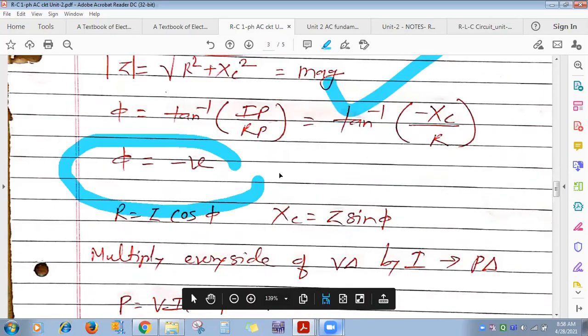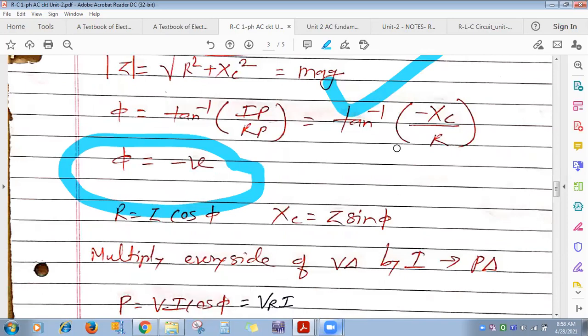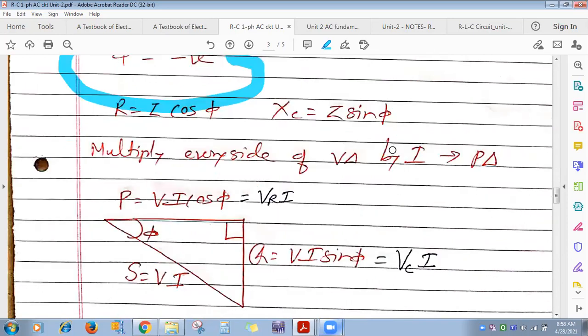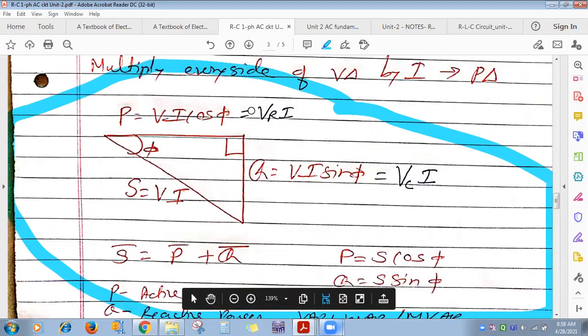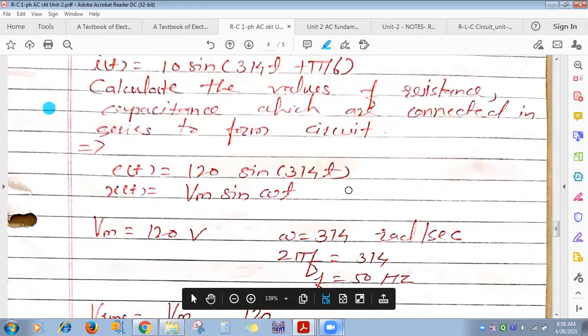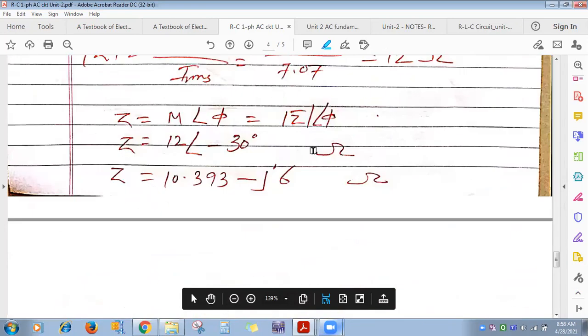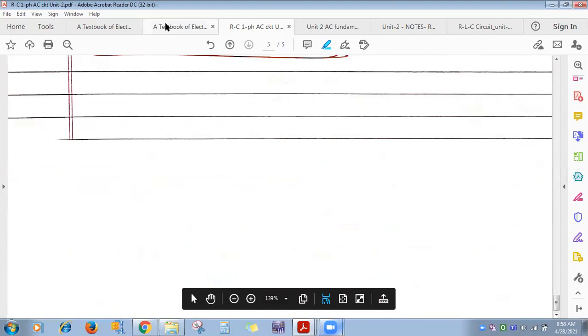Phi is negative for series RC, and phi is positive for series RL, and same for series RLC. If more inductive then phi is positive, and if more capacitive then phi is negative. Same formula for active, reactive and apparent power. This is about RC. The numericals we have taken of this type, and one more from a local author, is enough. Okay?